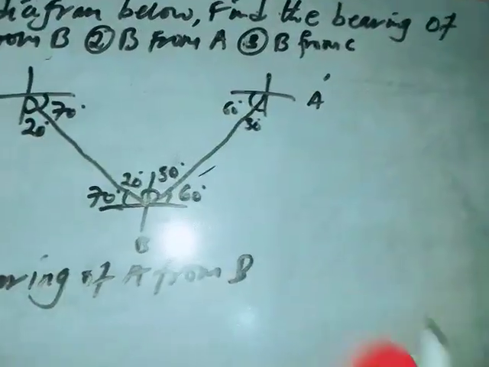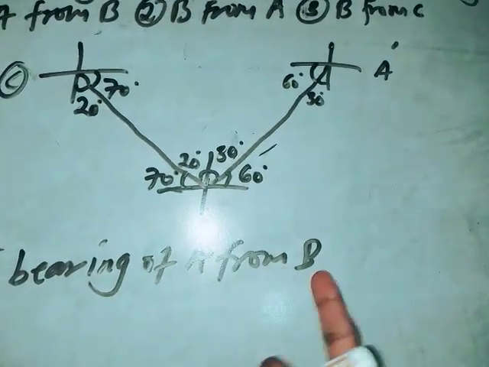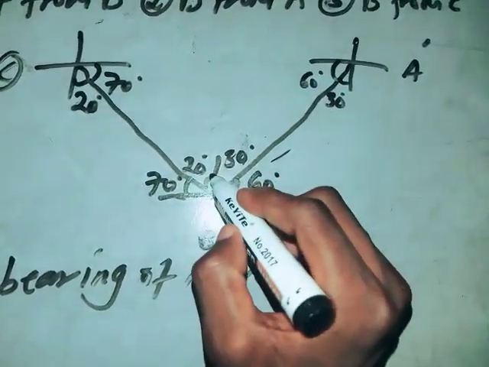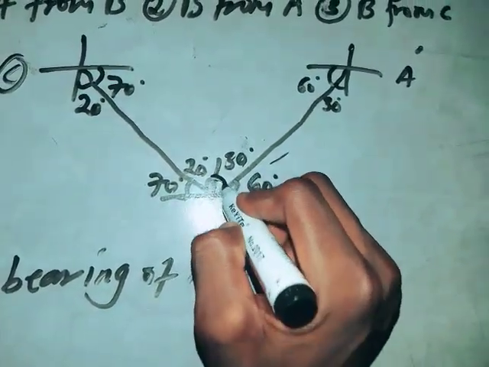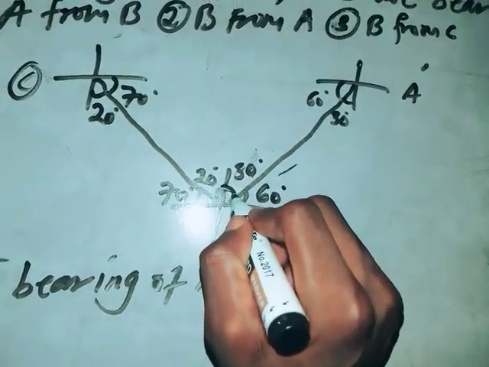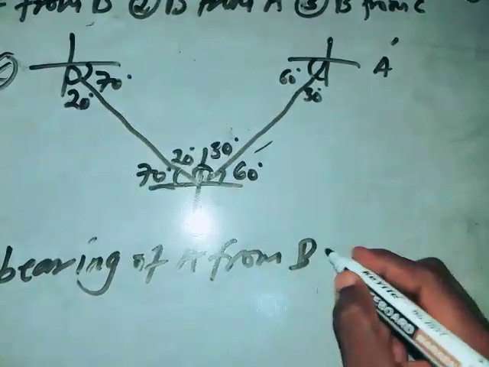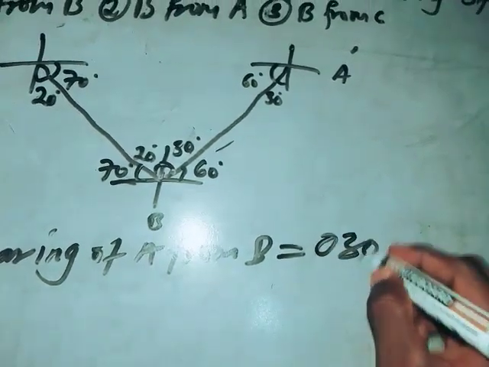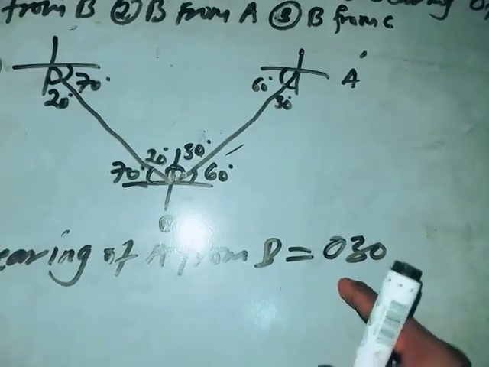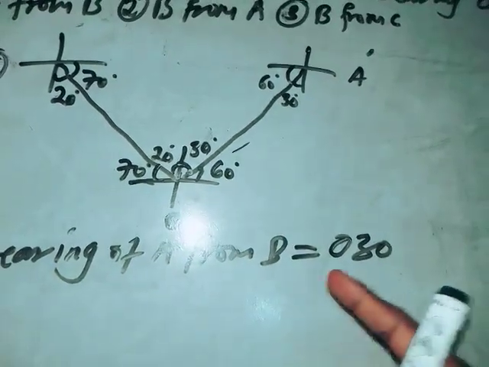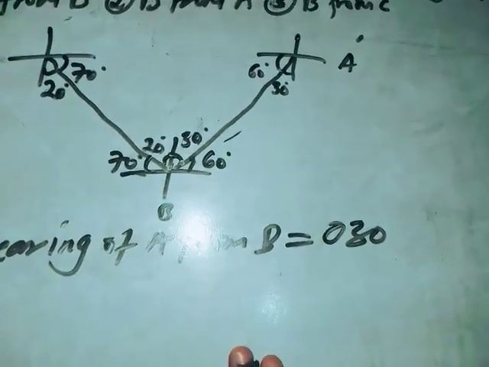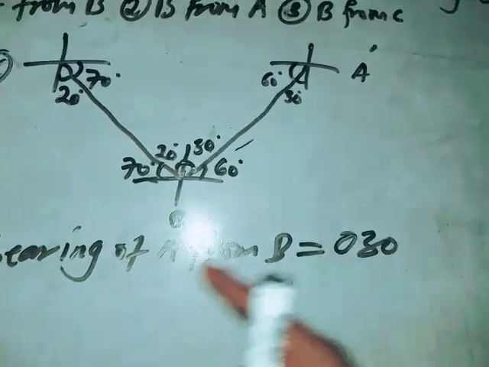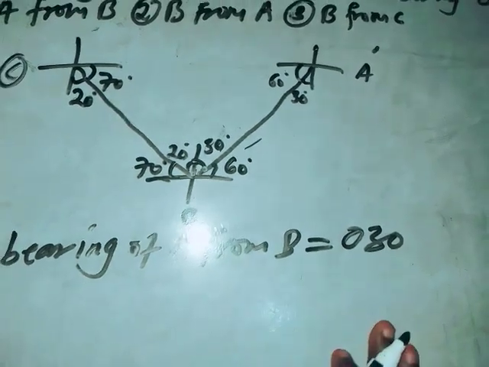So in this case, since we are asked to find the bearings of A from B, you are going to start from the north pole and draw to this place, and that is the bearing we are talking about. And the bearings of A from B is equal to 030. Always write it as 030 because the bearing is a three-digit angle out of 360. So that is the bearings of A from B.